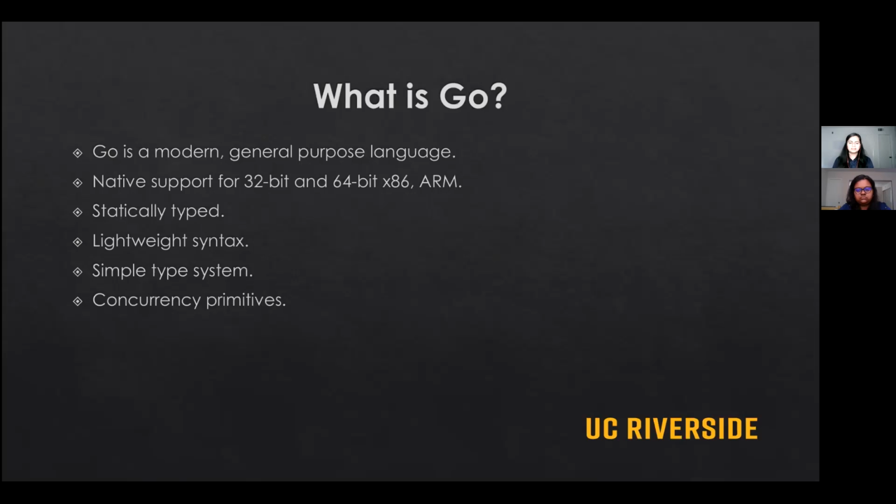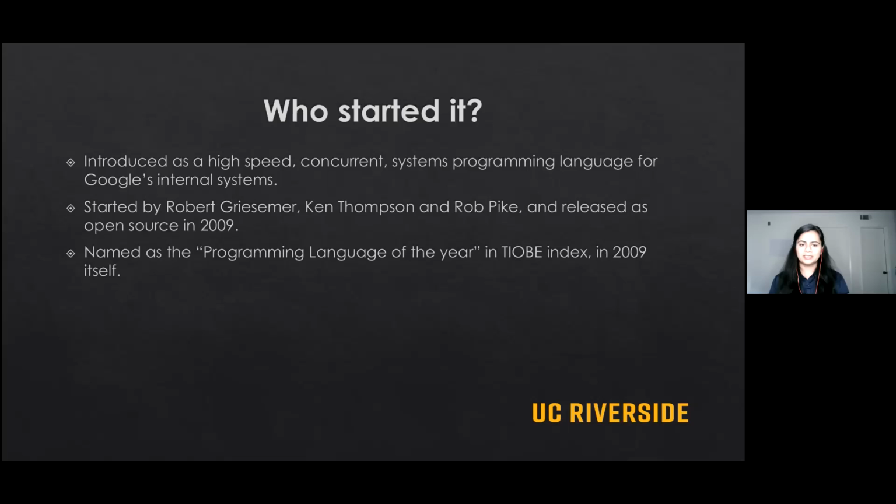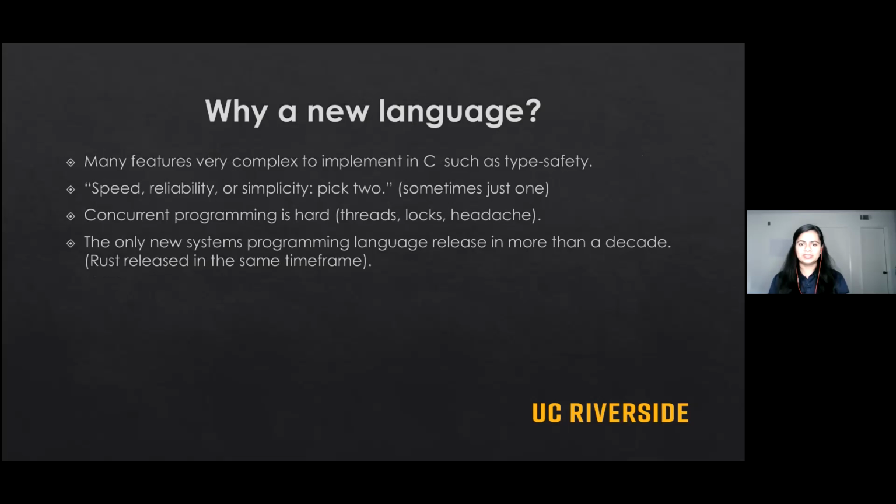So keeping these things in mind, simplicity and efficiency, the language was introduced around 2009. It was earlier started as a systems language, as I said earlier, for Google's internal systems. But in the first year itself, it gained popularity as the programming language of the year, which is a great feat. So we are going to talk about why that popularity.